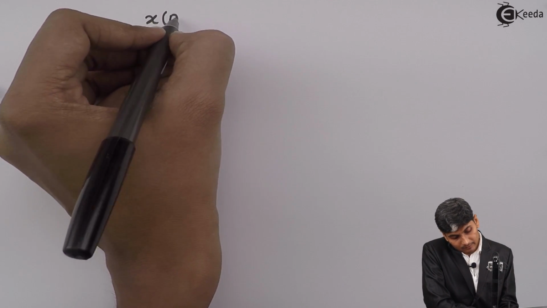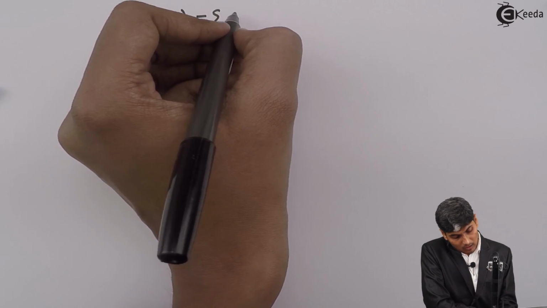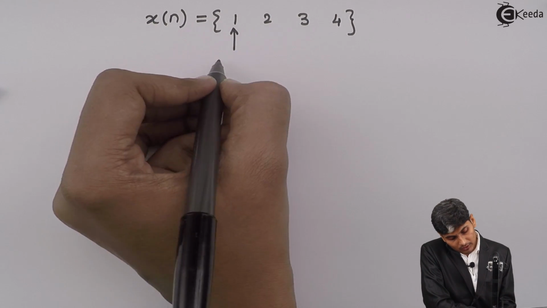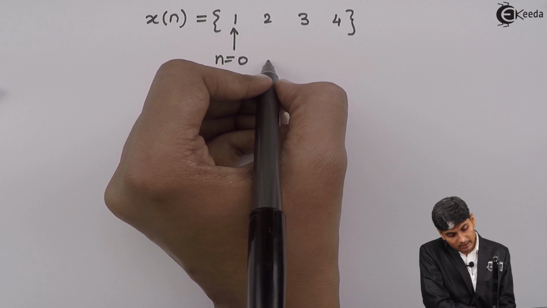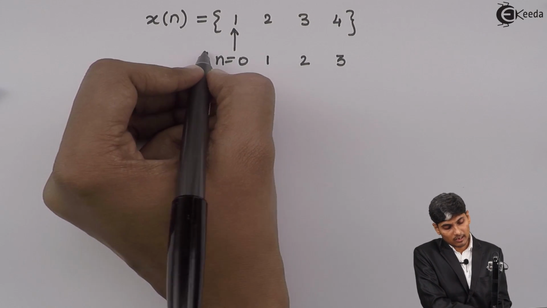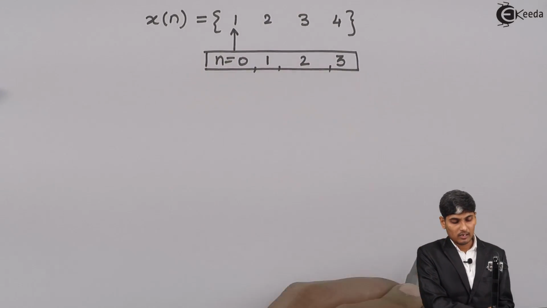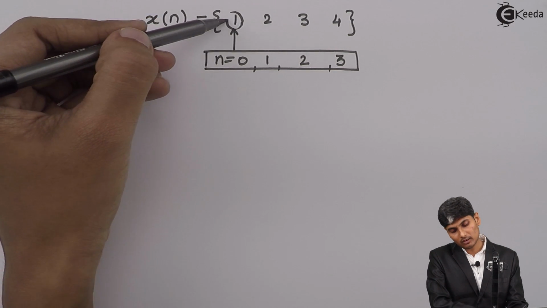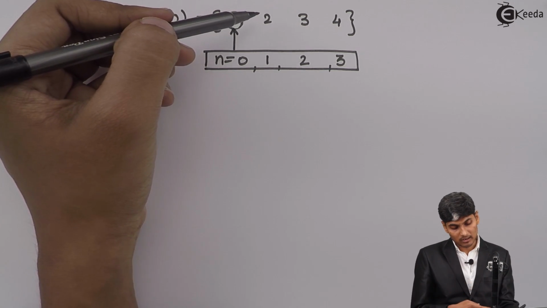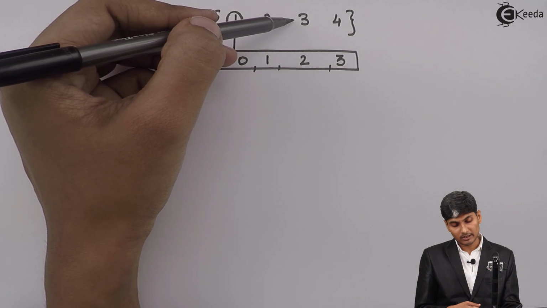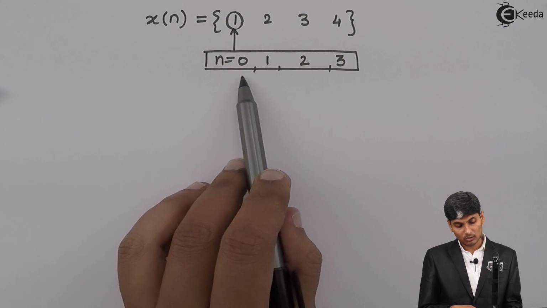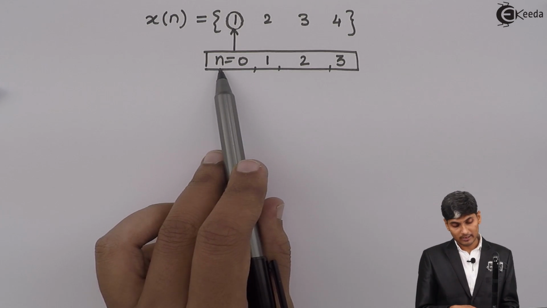If you see x of n, our x of n goes as 1, 2, 3, 4. My n value starts from here as n is equal to 0, then n is equal to 1, then n is equal to 2, and this n is equal to 3. So, these are the n values. N is equal to 0 is the first by default value denoted by an arrow. The next instant is incremented by 1, that is n is equal to 1. Next is incremented by 2, n is equal to 2, and third is incremented by 3, so n is equal to 3. So, I have 0, 1, 2, 3 as the values of small n.